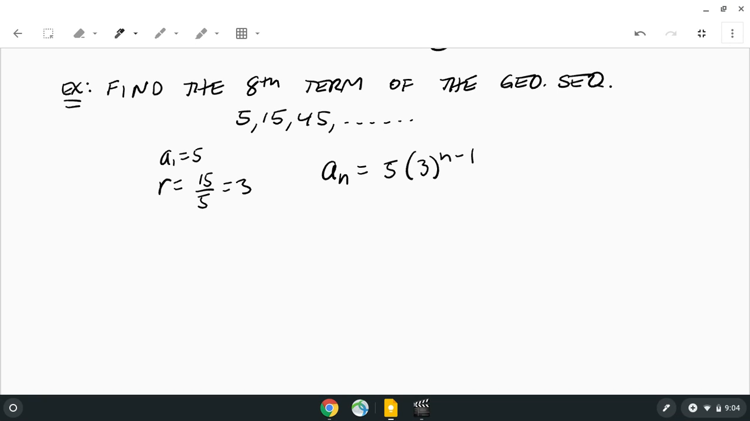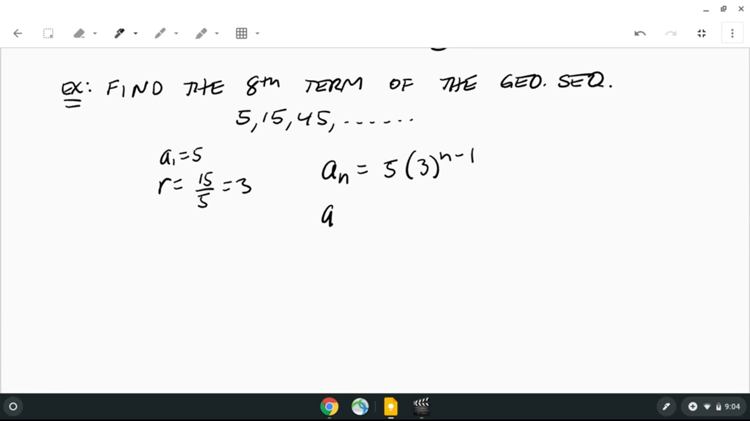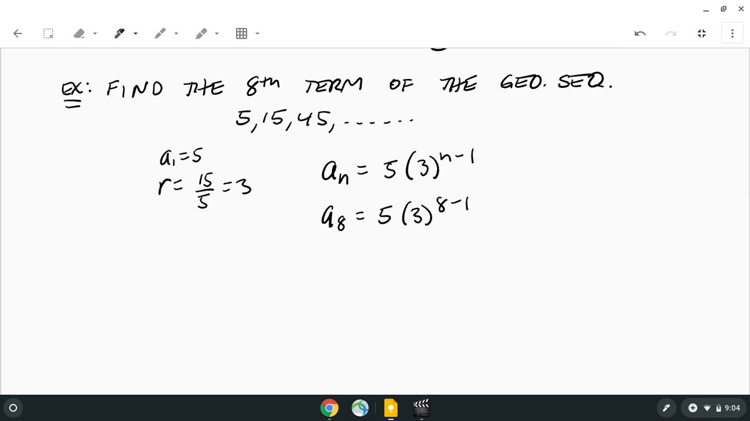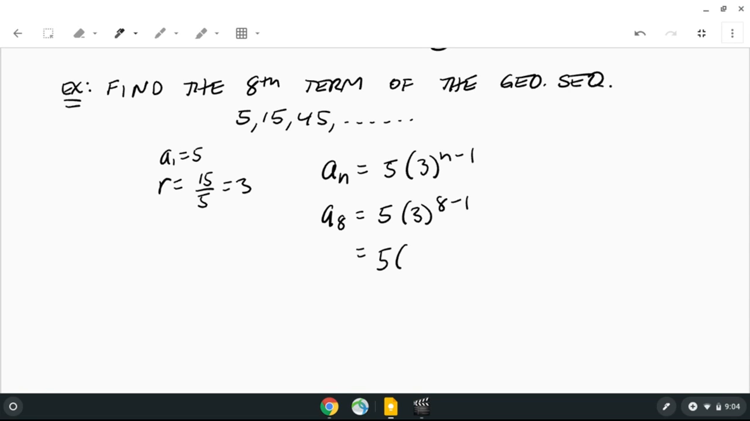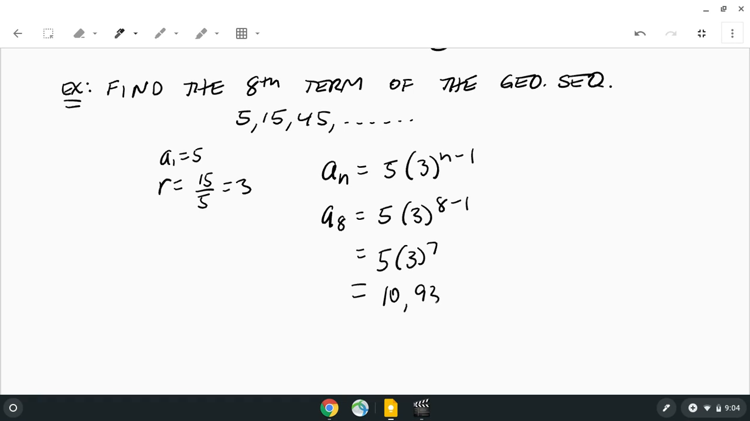So if I want the 8th term, A8, then I will plug in 8 into this sequence function and work this out. So that's 3 to the 7th. And punching that into your calculator, you should get 10,935.